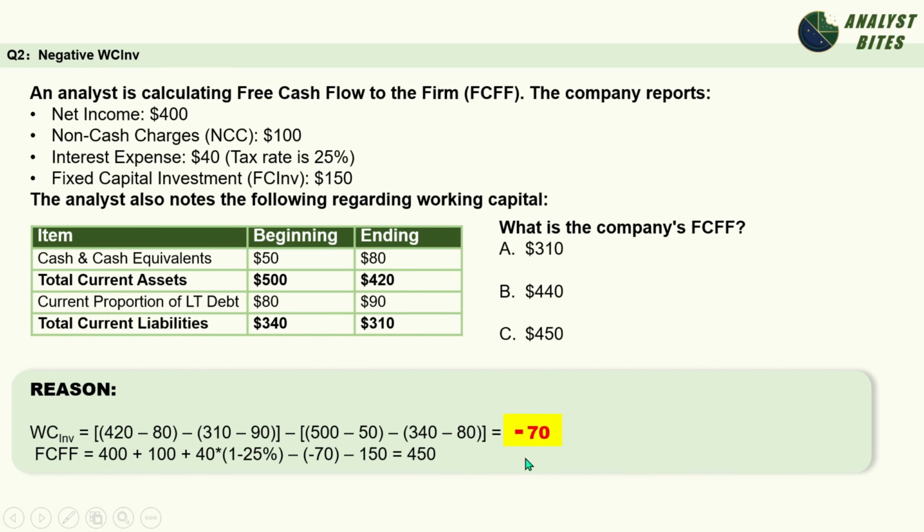Watch that negative sign closely. It means working capital actually dropped. When you plug a negative 70 into the FCFF formula, it's a double negative, plus 70. So the final answer is 450. Choice C. But let's talk about the why. Why is a decrease in working capital a plus? Think of it as inventory liquidation.